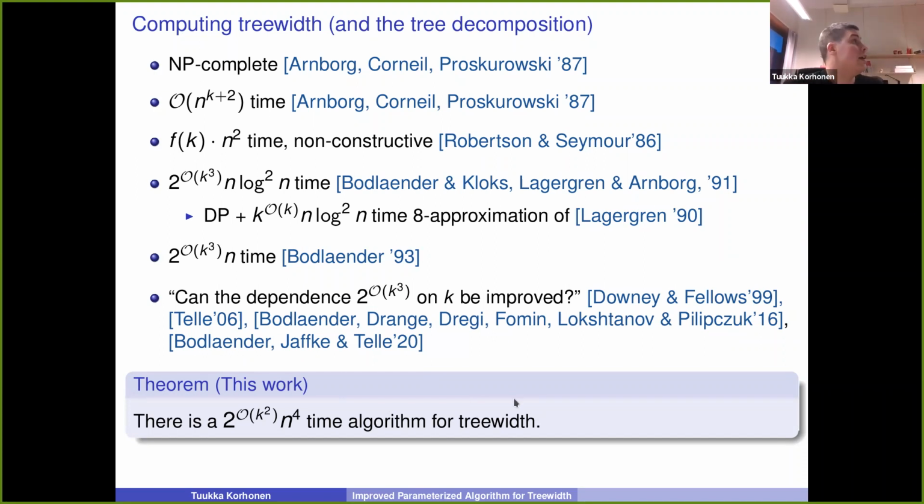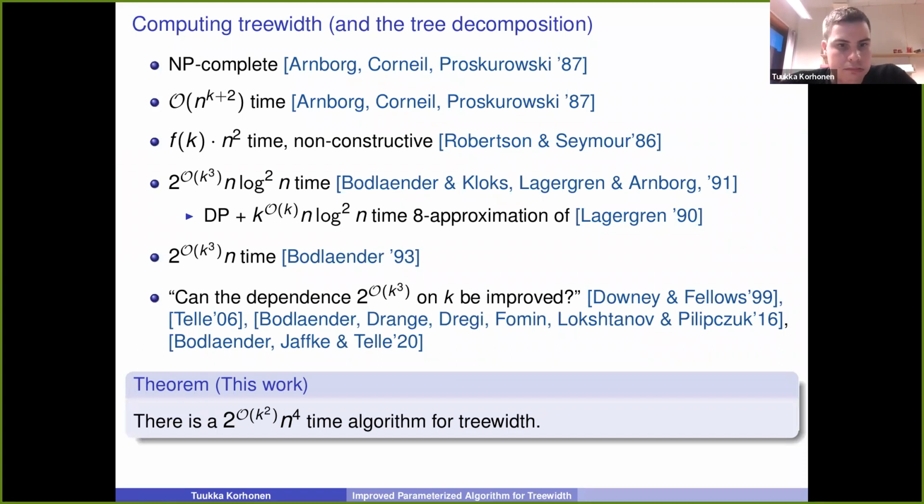And even if you don't care too much about whether it's k squared or k cubed, I think this result should be interesting in that we use completely different techniques than the dynamic programming algorithm of Bodlaender. We don't do any dynamic programming on tree decompositions. Instead we do basically a branching algorithm and then some other things on top of it. And our algorithm is polynomial space, even for large k, unlike dynamic programming on treewidth.